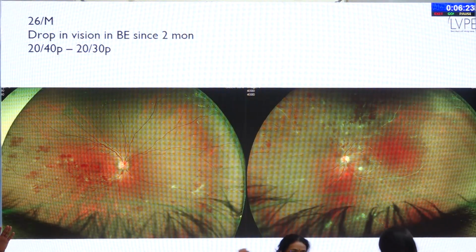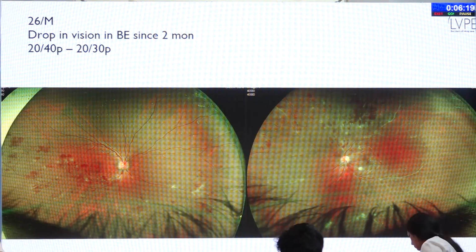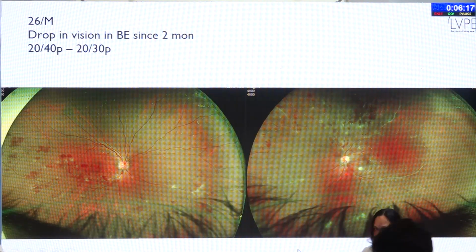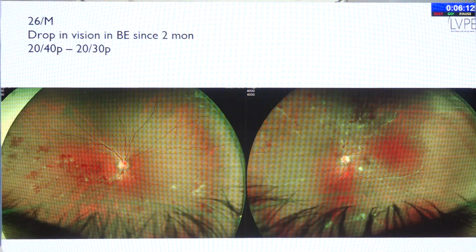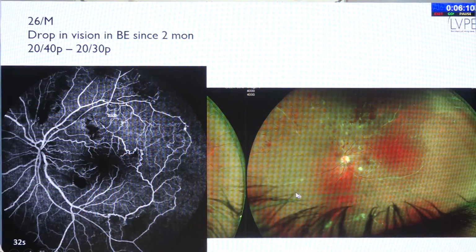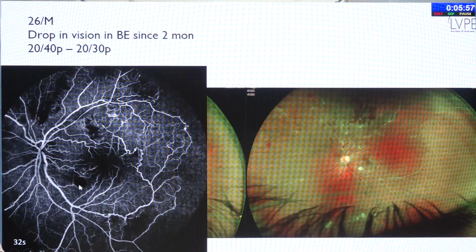Now this is a 26-year-old male with a drop in vision since 2 months, and you can see the fundus photos of both eyes. I think all of you can appreciate the retinal vasculitis here, but how did fluorescein angiogram help us here? You can see that there is a large area of capillary non-perfusion. You can see here many collaterals have developed. But you also see that this yellow lesion at the macula is becoming very intense hypofluorescence. Please note the words intense and hypofluorescent.